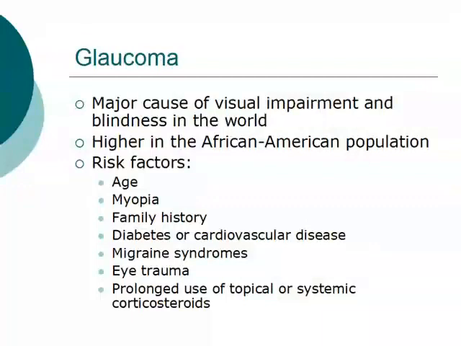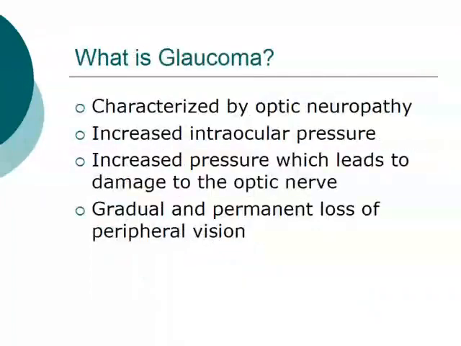Probably about 2 million people in the United States have glaucoma, and it's noted that there are probably another 5 to 10 million that are at risk for developing glaucoma. If we look at exactly what it is, it's characterized by optic neuropathy. It's called the silent thief of vision because a lot of times in the early stages there are no symptoms except for a narrowing of the visual field.